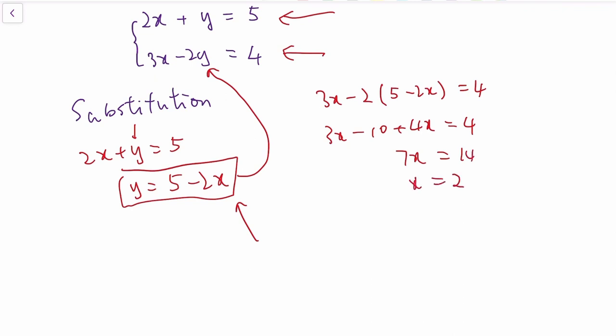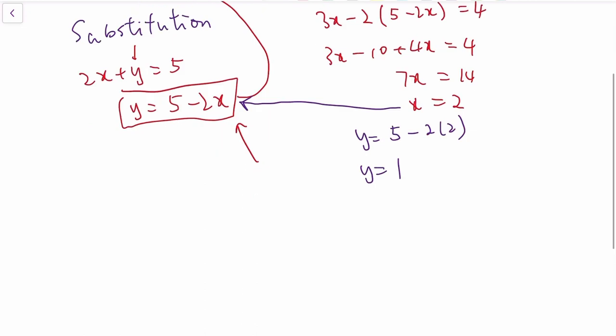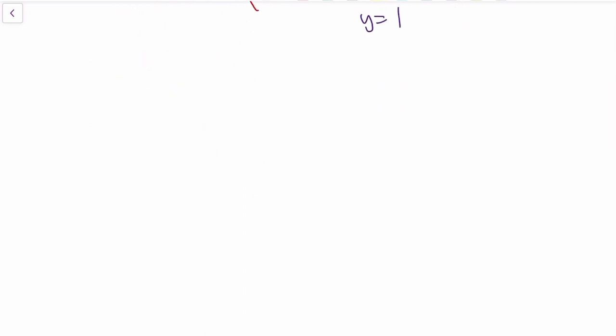After you solve for the first unknown, you want to substitute this back into the one where y was the subject. Then you can easily get y as well. So this is substitution. Then let's look at this example instead.